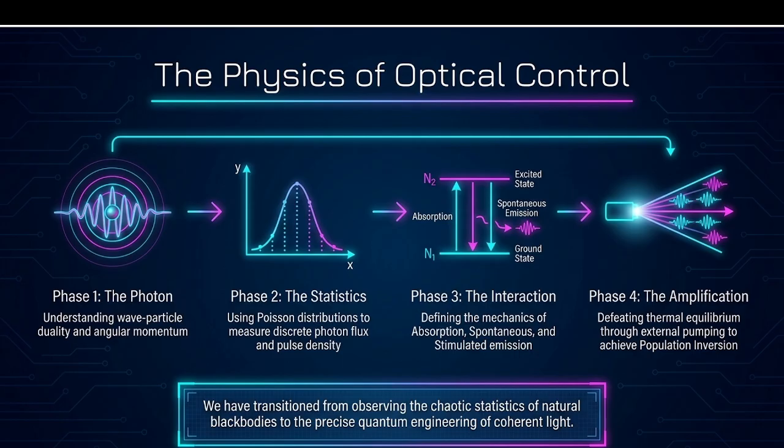So, the physics of optical control. The photon: understanding wave-particle duality and angular momentum, goes to the statistics for phase 2, using Poisson's distribution to measure discrete photon flux and pulse density. Then the interaction, defining the mechanics of absorption, spontaneous emission and stimulated emission. And the last one is amplification, defeating thermal equilibrium through external pumping to achieve population inversion. We have transitioned from observing the chaotic statistics of natural black bodies to particle quantum engineering to coherent light.